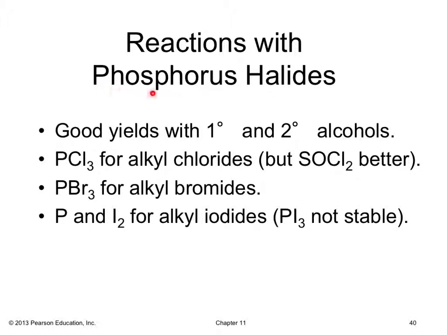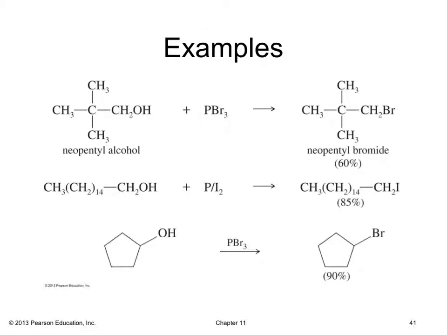Alcohols can also react with phosphorus halides. You get good yields with primary and secondary alcohols. PCl3 is used for alkyl chlorides, but SOCl2 is better. PBr3 for alkyl bromides. P plus I2 for alkyl iodides, as PI3 is not stable. So here are examples of PBr3, and P and I2 reacting with alcohols.